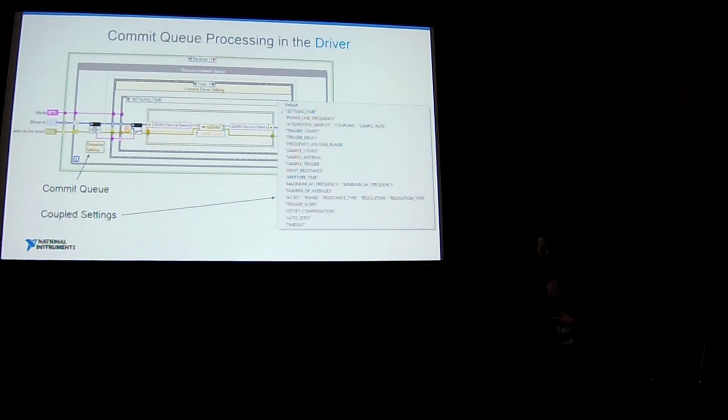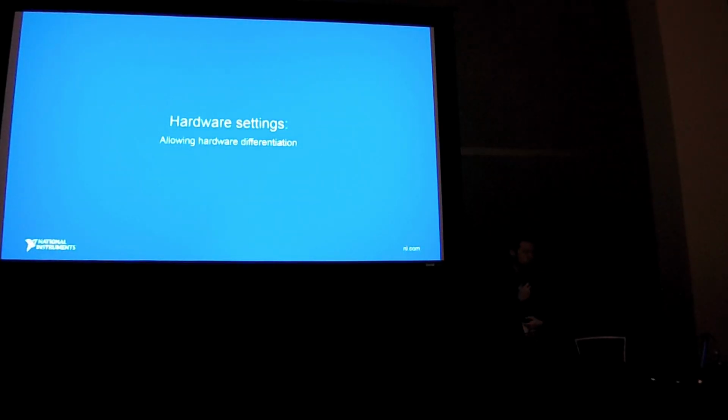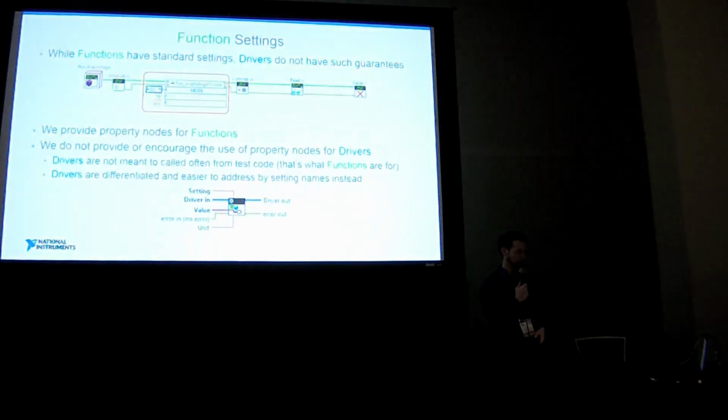Yes, so the question was, do we track all the states of these so that at the driver level you're not handling 5 if only one changed? And yes, we do. Only the things that have changed come out into the processing loop here. We've already calculated that. So that kind of segues into how we store settings, and how we allow for hardware differentiation with these settings.